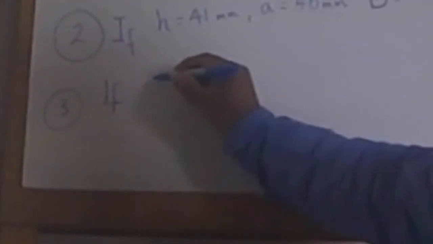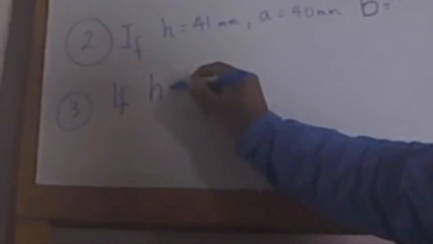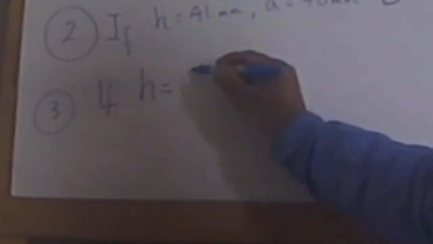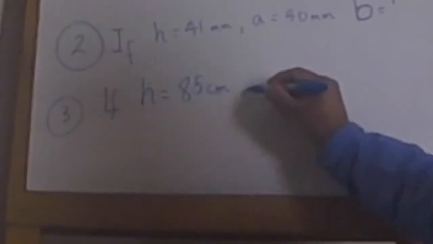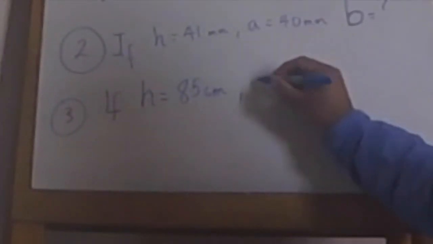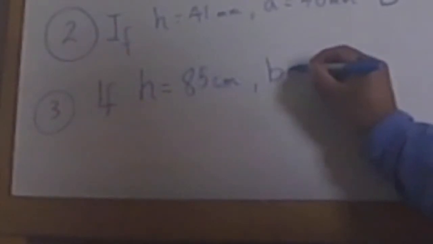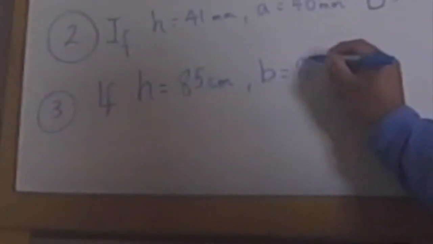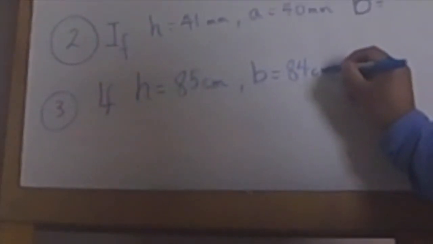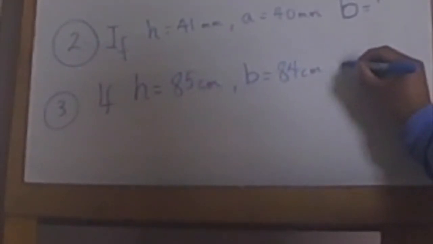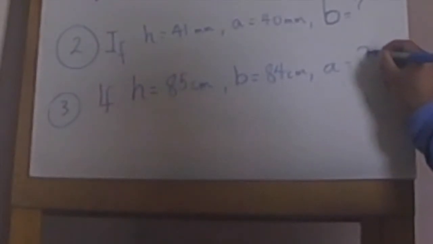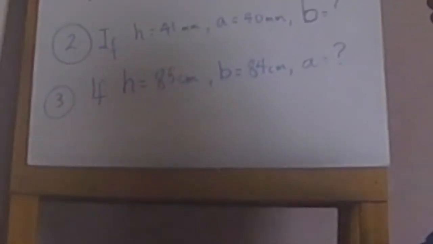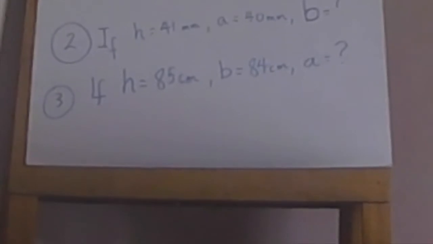Last question. If the hypotenuse, the longest side, is 85 centimeters, and the other side, the B side, is 84 centimeters, what is the missing side? Are there any questions with that?